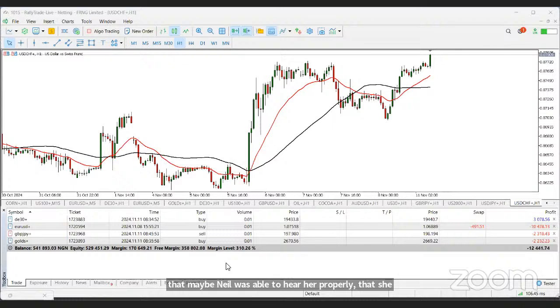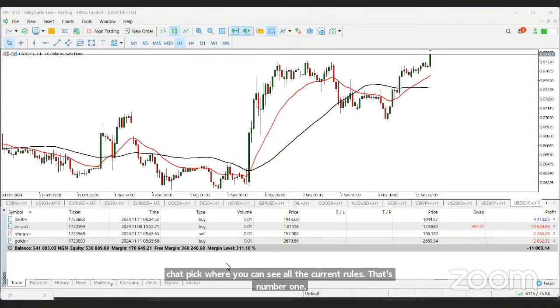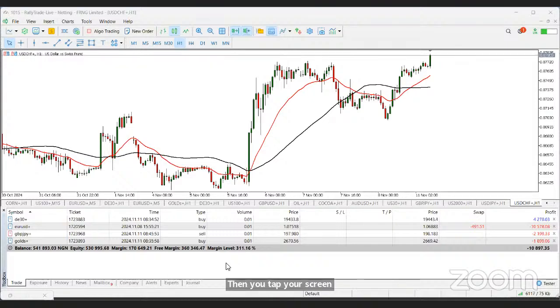So if you can hear me, let me just give you a one minute shortcut to it. Write it down. On your phone screen, take it to the chart page where you can see all the candles. That's number one. Then you tap your screen once, you see a blue circle. That's the fastest way to do it.